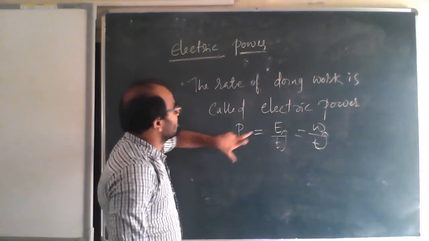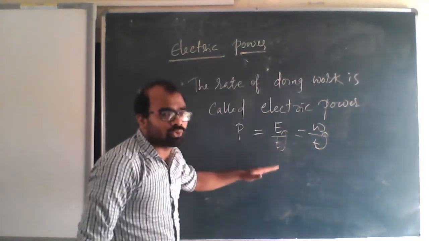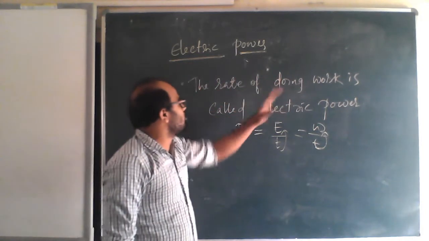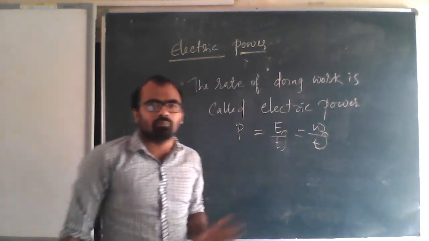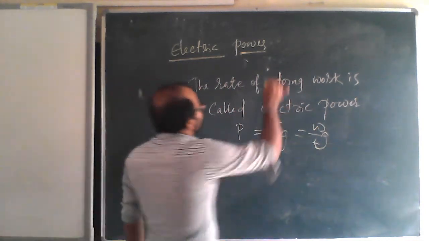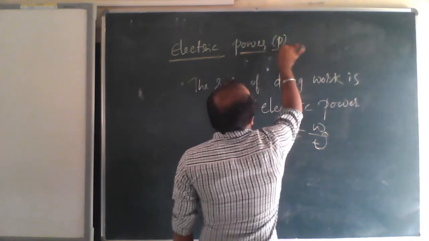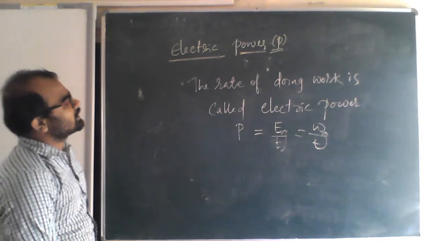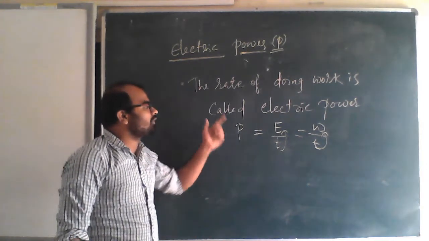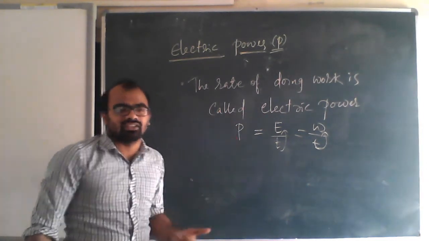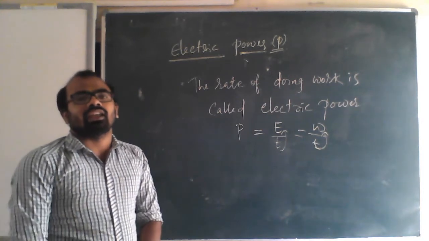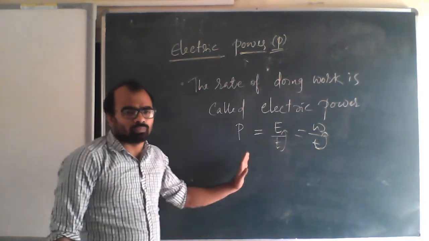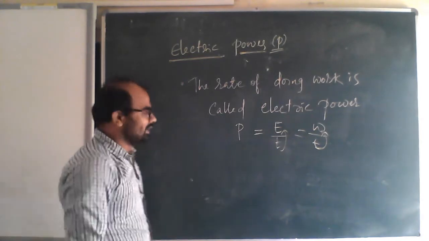So the work done per unit time is also called power. The rate of doing work is called electric power, denoted by P, or the rate of flow of electrical energy is also called electrical power. It is very easy. The rate of doing work, that is power. So P equal to E by T or W by T is the formula.